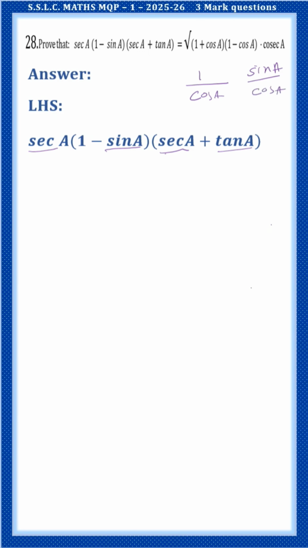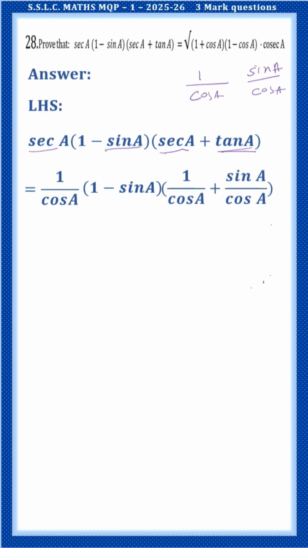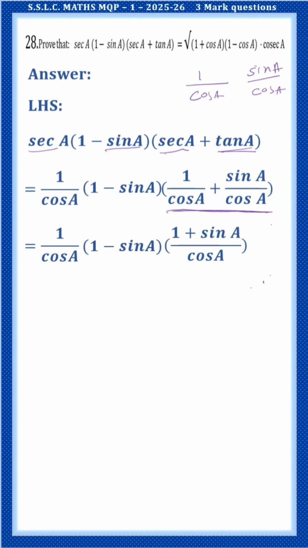Okay, now 1 by cos A, that is secant A, into 1 minus sin A. Here also secant A is equal to 1 by cos A, and tan A is sin A by cos A. Since we have to add these two, the LCM is cos A, so this one becomes 1 plus sin A. This is 1 by cos A into 1 minus sin A into 1 plus sin A by cos A.